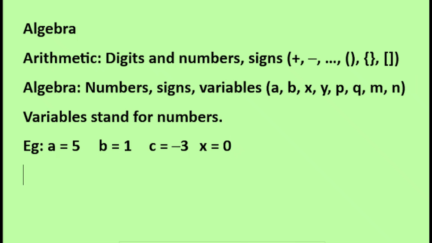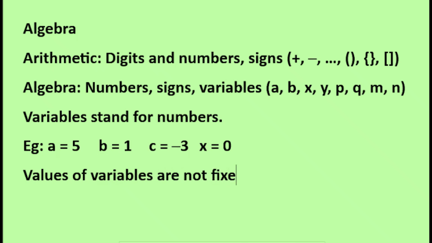Why are they called variables? Because A is not always 5. In sum number 1, A will be 5. In sum number 2, A will be 0. In sum number 3, A will be minus 2. So the values will change. Values of variables are not fixed. The values change in different sums.